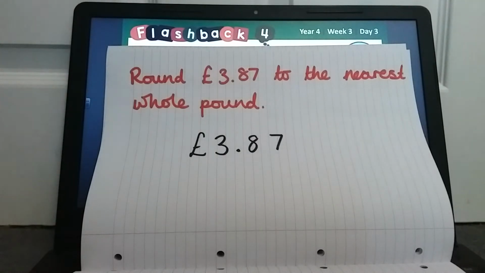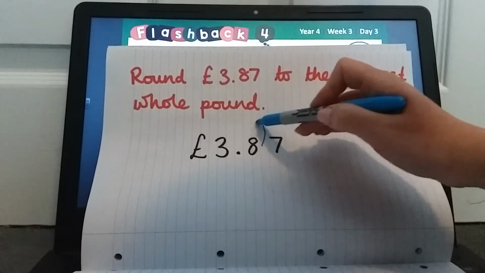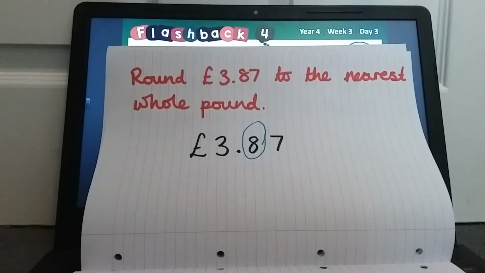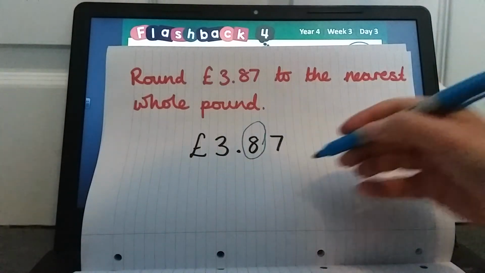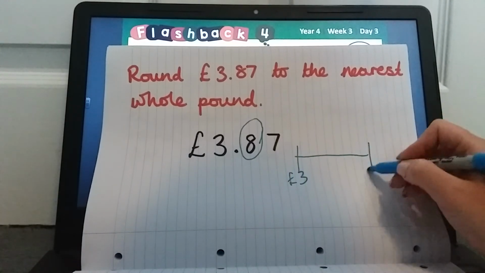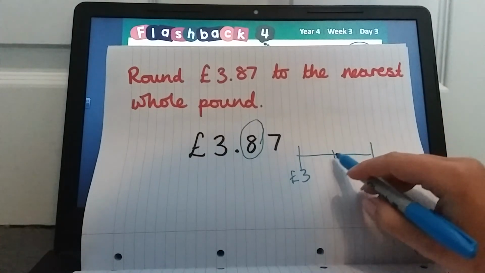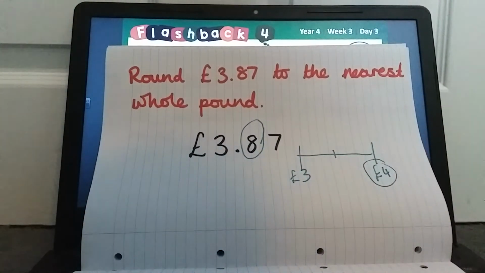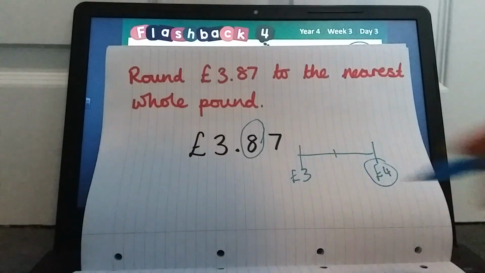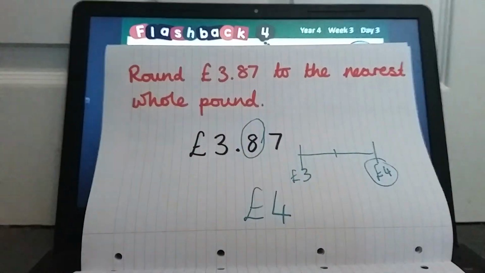Okay, so we know that £3.87 would round up because the value of the tenths column is an 8, and that shows us we're going to round up. If we have a look on a number line, we know that the next one up would be £4. Okay, so £3.87 rounded to the nearest whole pound would be £4.